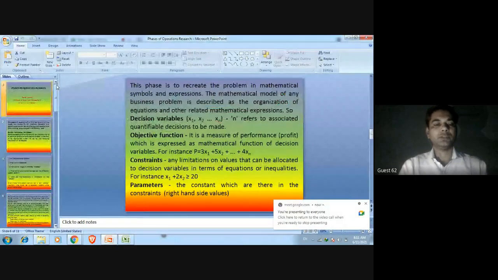So, in the previous lecture, we have learned about the definitions and features of operations research with its nature. And today we will go through the phases of operations research.